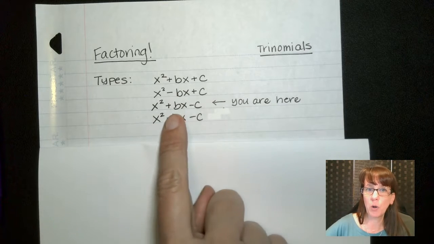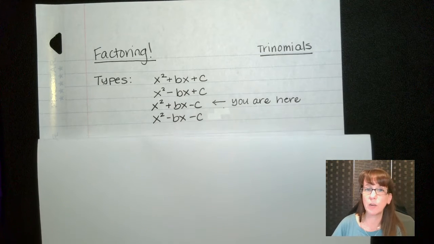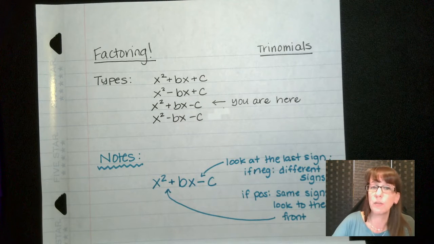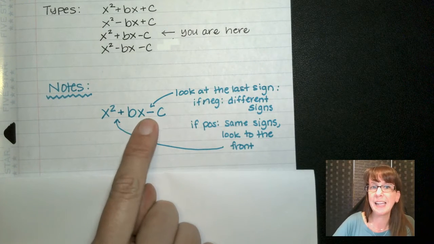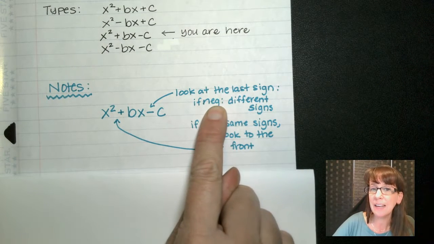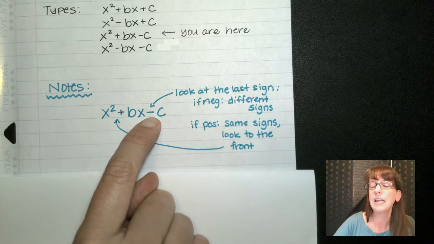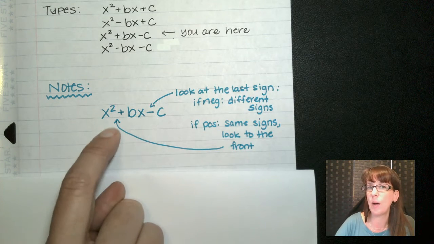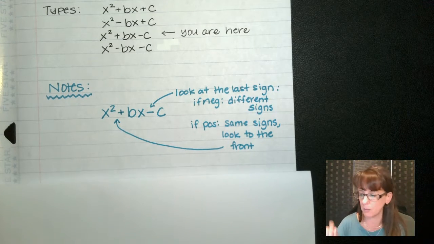You don't have to write down all those 4, but we're going to talk about these plus minus ones here. Now, here's how this works. The notes, if you don't already have this written down, you definitely should. You've got to look at your last sign. If it's negative, then you're going to have different signs for your factors. If it is positive, then that means there's the same signs and you have to look to the front. So I don't care what that front sign is if this is negative. So what do I mean by that?